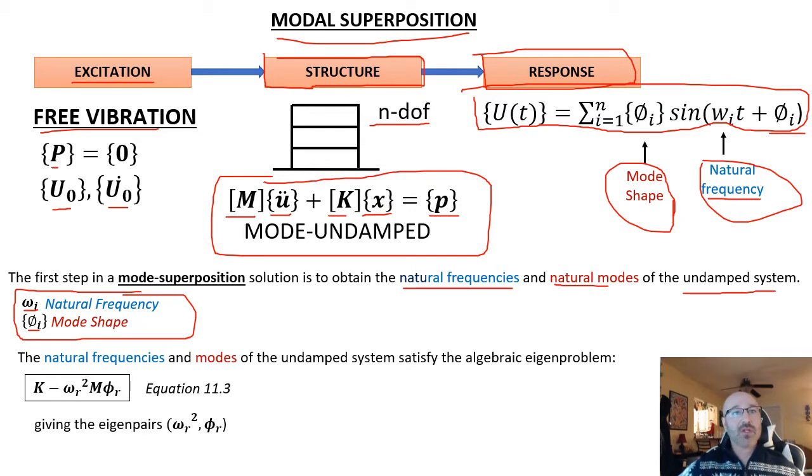In this particular problem, we're going to deal with a two-story shear building, so we're going to have omega 1, omega 2, and phi 1 and phi 2 for this here. Now, for our natural frequencies and modes of the undamped systems, we have this algebraic eigenvalue problem here, which is given to us in our textbook as equation 11.3. So we can see this involves our K, our stiffness, our natural frequencies, and our mode shapes, and our mass matrix right there. So everything that we're given in the problem and everything we need to solve for is going to be able to utilize this governing equation here from our textbook. And this will give us our eigenpairs.